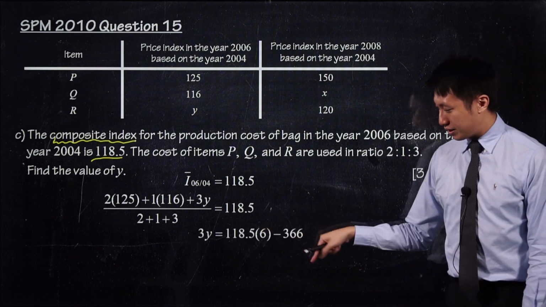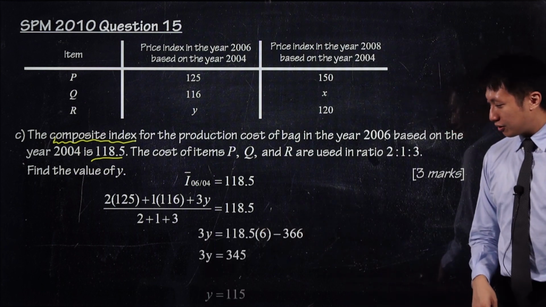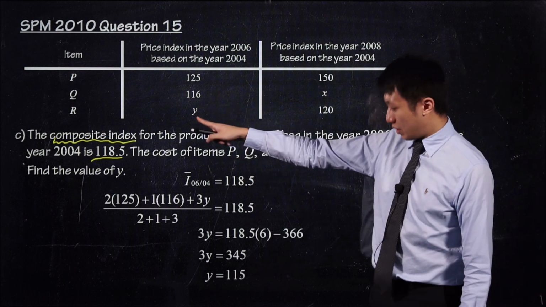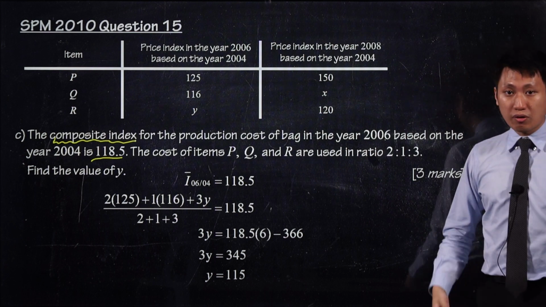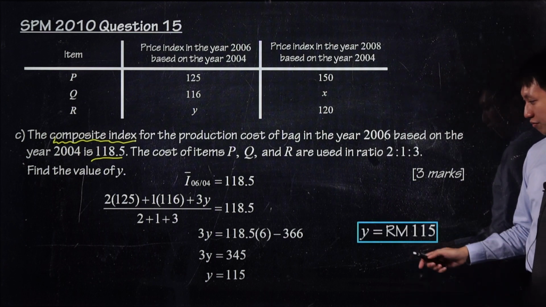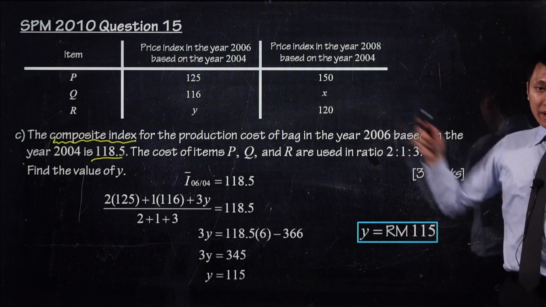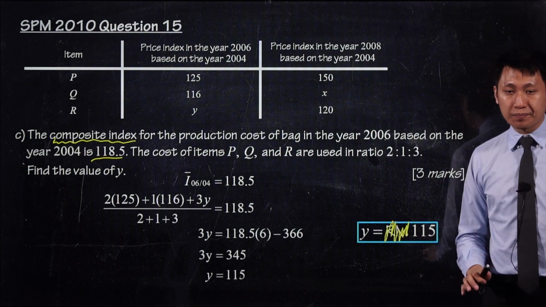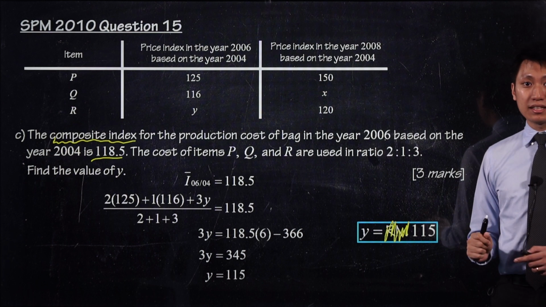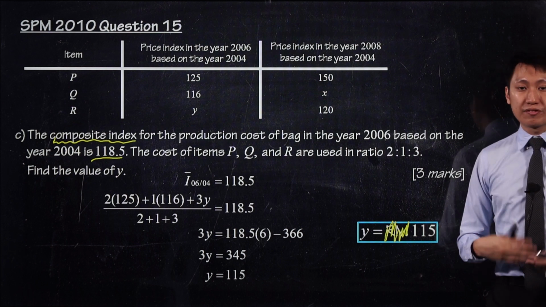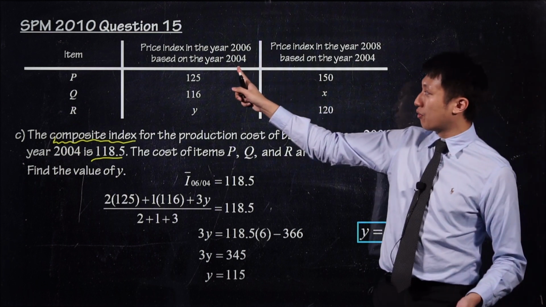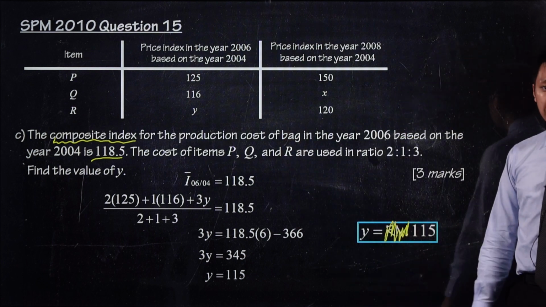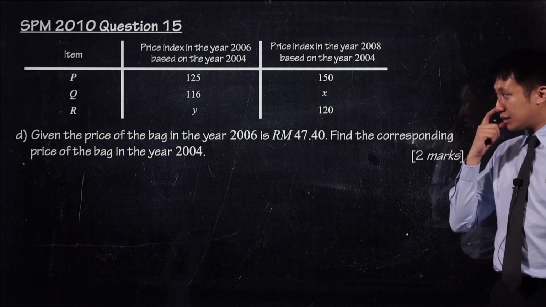You get 3Y is equal to this thing. Solve for it, divide by 3, you get the answer. So Y is 115. And this Y is 115 has nothing to do with RM, it's just 115. It's a price index, like the percentage of change from 2004 to 2006. No RM. Okay, next.